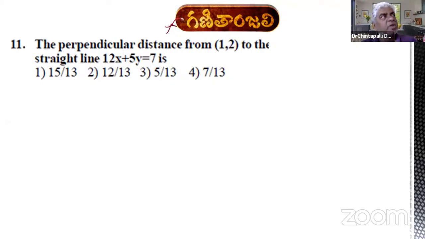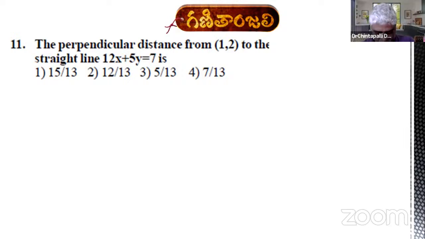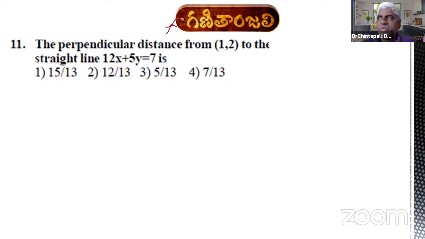Which formula should be used to solve this sum? First formula, second formula or third formula? The third formula, sir. What is the third formula? The distance from a point to the line: mod of ax1 plus by1 plus c over root of a square plus b square.